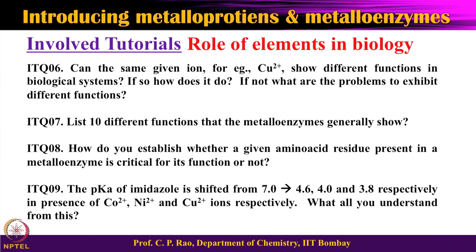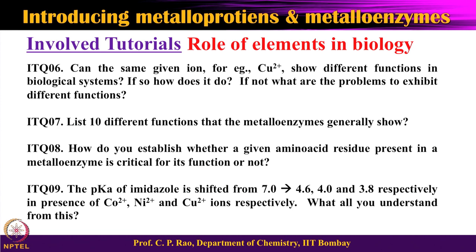Now, how do you establish whether a given amino acid residue present in the metalloenzyme is critical for its function or not? How will you establish anything is critical or not? When somebody claims something is critical, you make an absence of that, you remove that one. If that is not there and the function is still there, that means that is not required, that is not essential. On the other hand, if you remove it and the function is not happening, then that is obviously required.